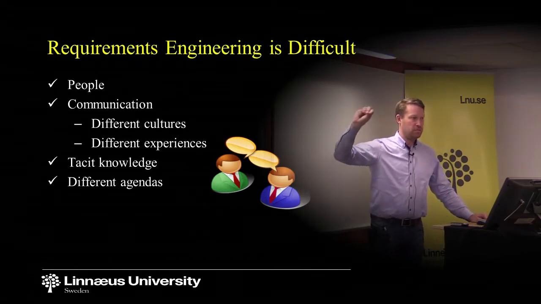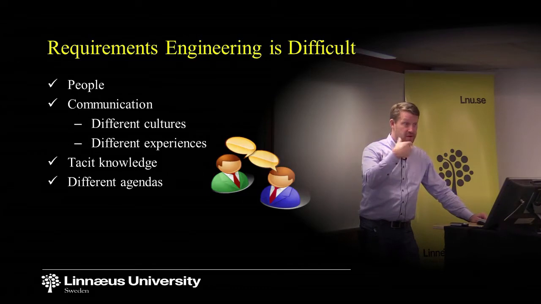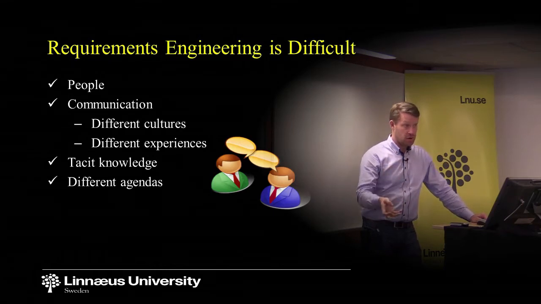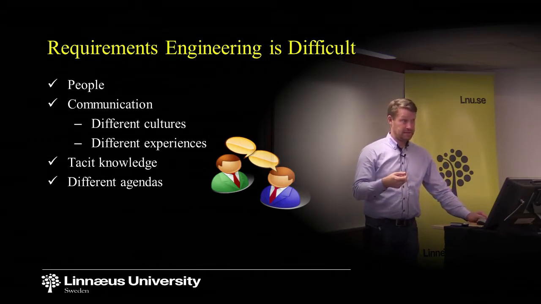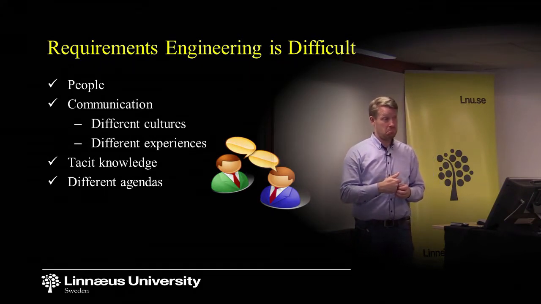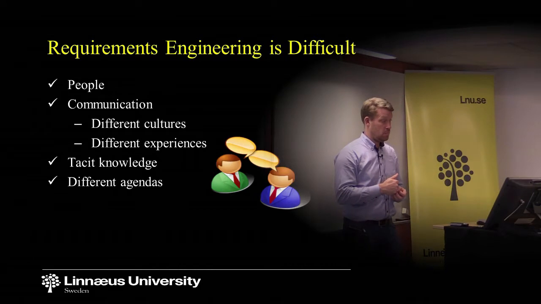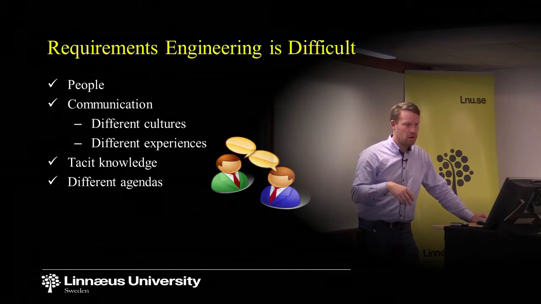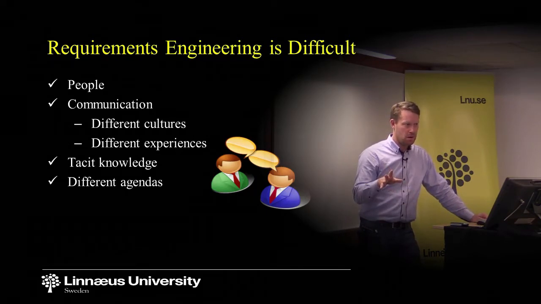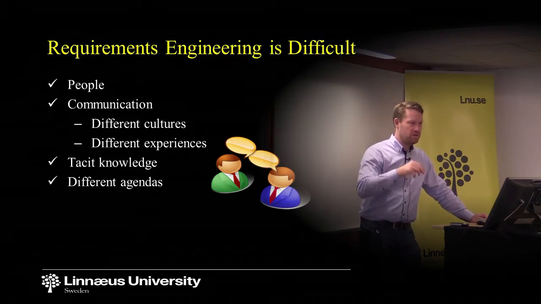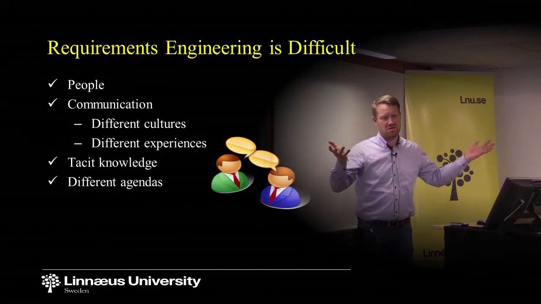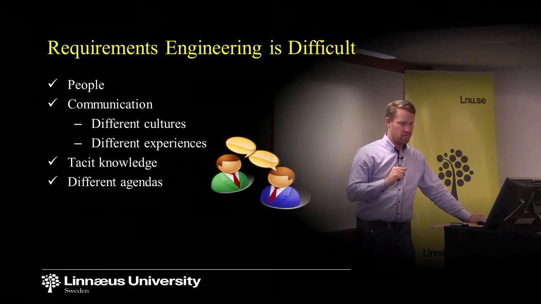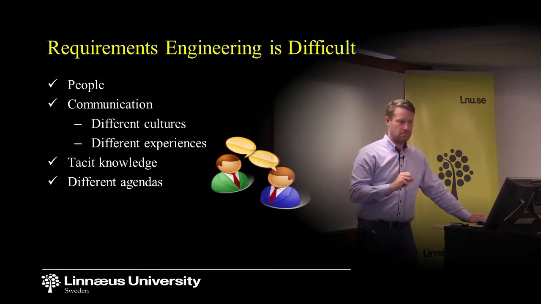But requirements engineering is difficult because it involves people. People have their own opinions. We have to communicate. Different cultures, different experiences, backgrounds, etc. Tacit knowledge. You remember, can you give the instructions to someone for how to ride a bicycle? The example with the cell phone is another one with tacit knowledge. Most people think it's obvious that with a cell phone you make or receive a phone call, so that can't be what they're looking for. They're looking for something more special, unique.